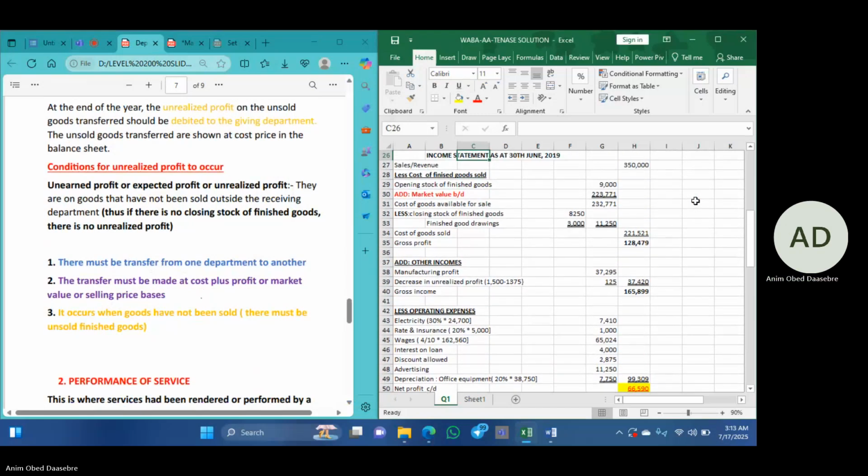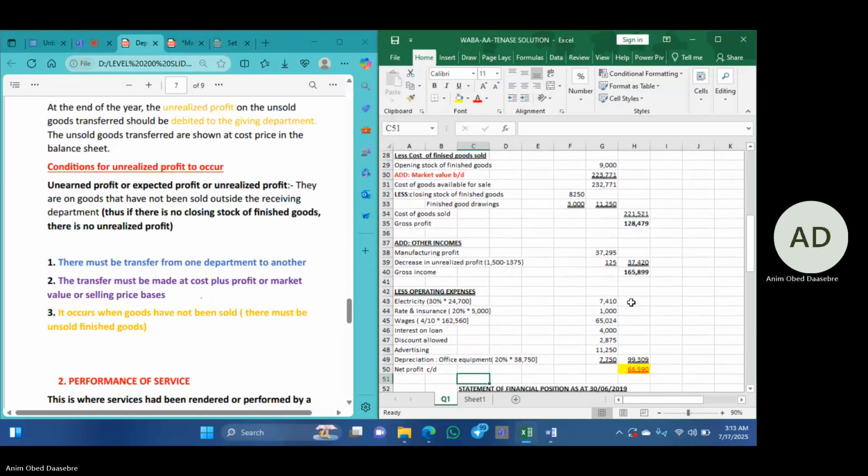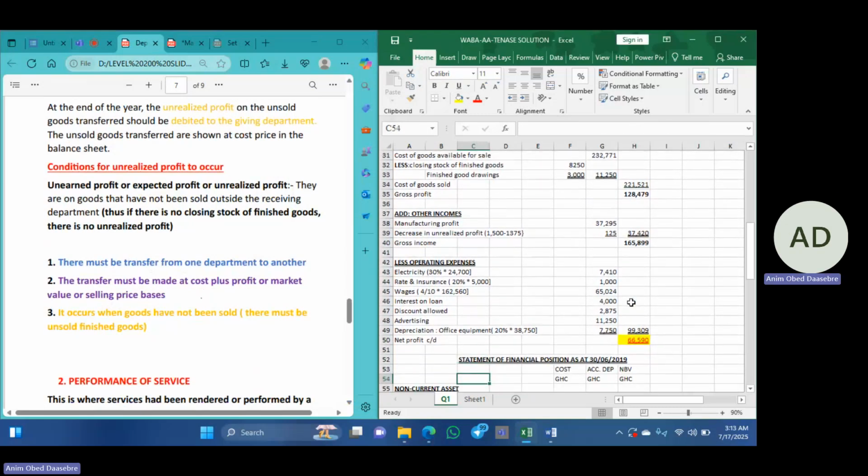Okay. So once you have done, we also add the total incomes to the gross profit. Then you get our gross income. Then the next thing we are going to consider for the income statement is operating expenses.